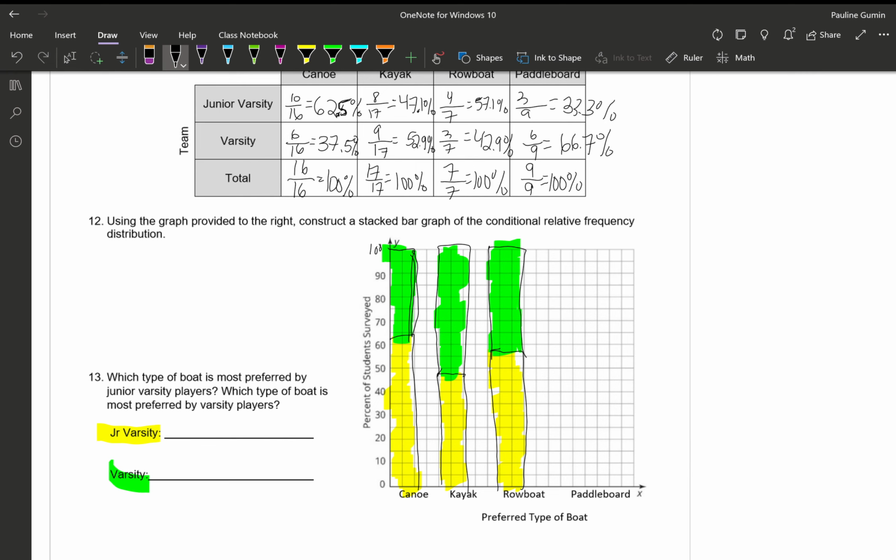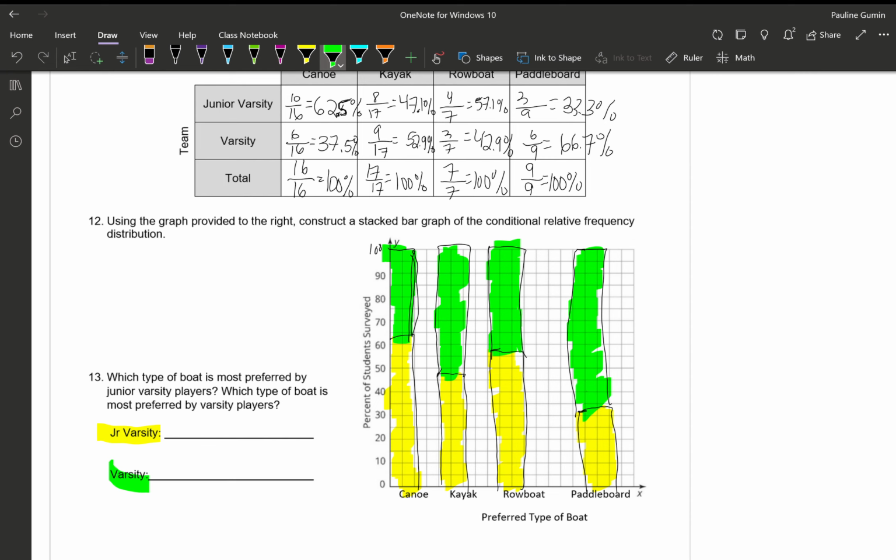33.3% for junior varsity. So 40 is up here, 35 is there, so 33 is like here-ish. And since they both add up to 100, I know that regular varsity is 66.7. I also know that it ends up here at 100%. We're just gonna pretend these are beautiful, okay? They're beautiful to someone. Okay, anyways.